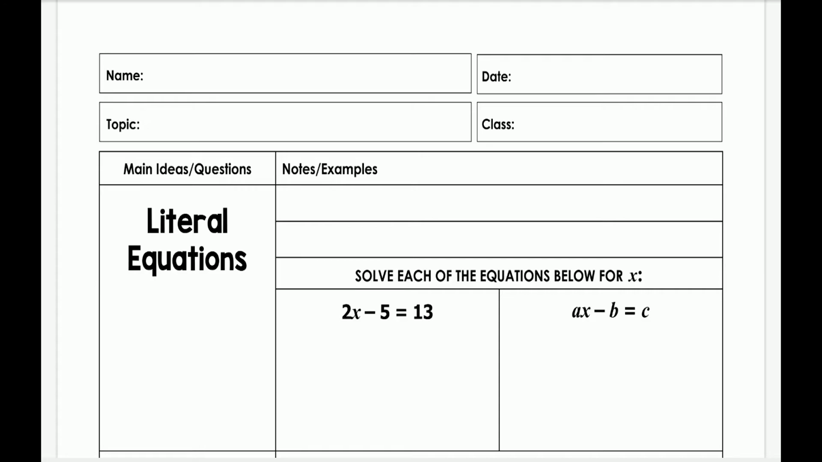So today we're going to be talking about literal equations or multivariable equations. To help you remember that, we're going to write under the notes and examples: equations that have multiple variables. Remember that variables are usually letters, like A, B, C, D, E, F, G, all the way through Z, whatever you want to use.